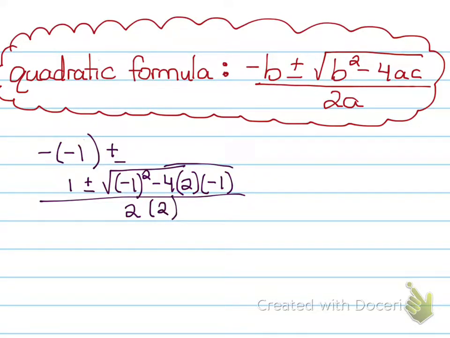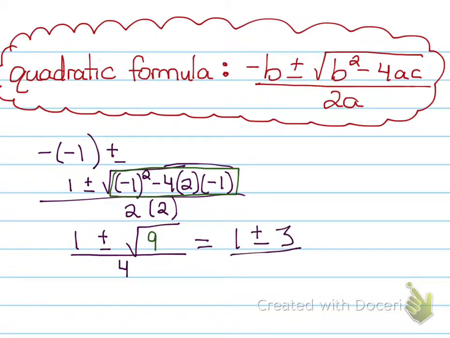And then, just like what we always do, everything that's under that square root, you're going to type in the calculator. And when you do that, you should get 9. So that's going to be the number that's under the square root, and I'll bring everything else straight down. Oh, and of course, 2 times 2 is 4. As you can see, 9 is a perfect square. It equals 3. So what I'm really looking at is 1 plus or minus 3 over 4. So I can separate that into 2 different fractions: 1 plus 3 over 4 and 1 minus 3 over 4.